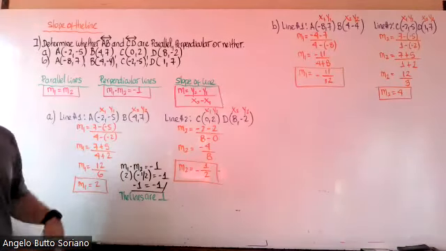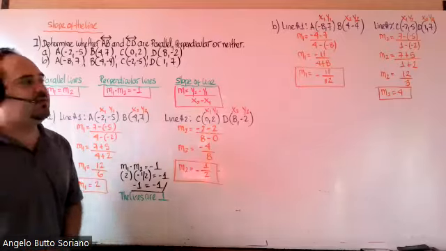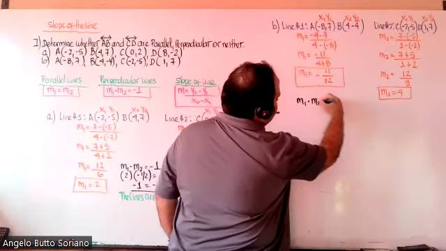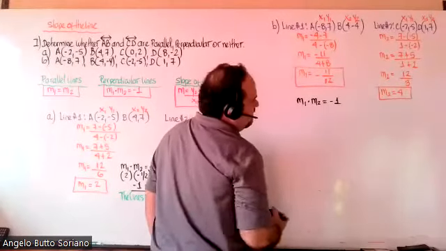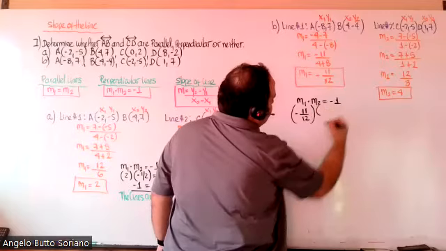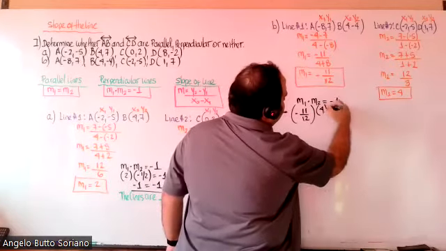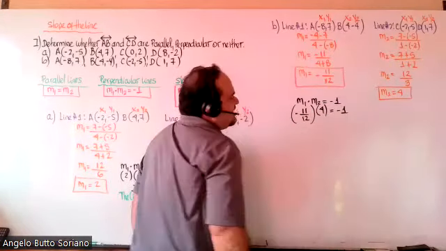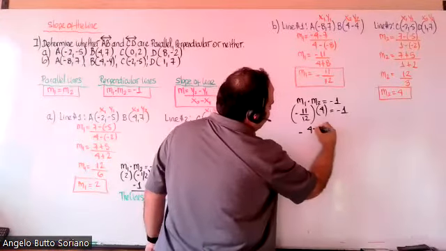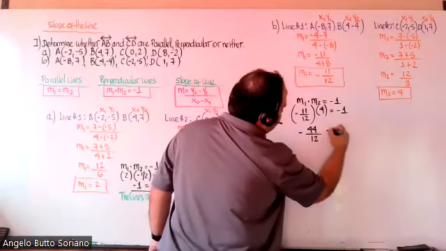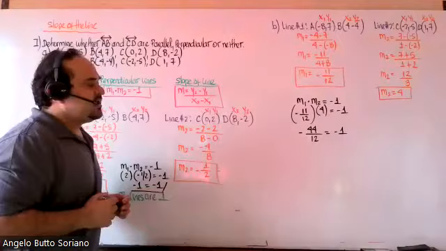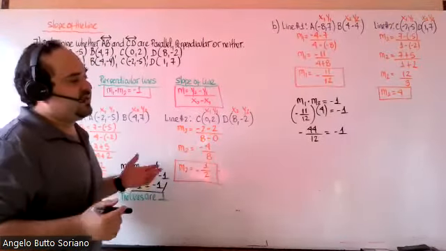Remember, for perpendicular lines, the product of the slopes is supposed to be equal to -1. So M1 times M2 is supposed to be equal to -1. I mean, negative 11 over 12 multiplied by 4 is supposed to be -1. Negative 11 times 4 will be negative 44 over 12.